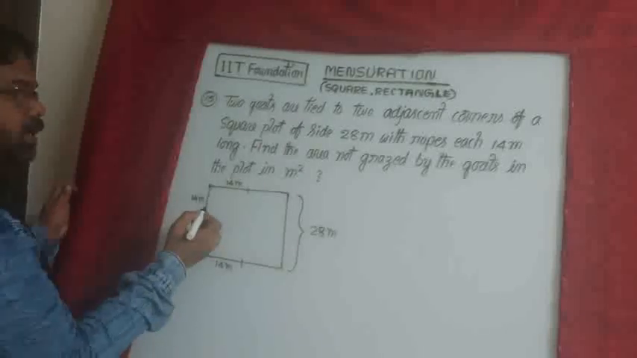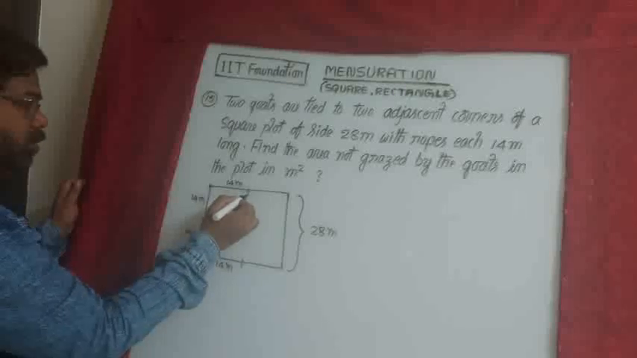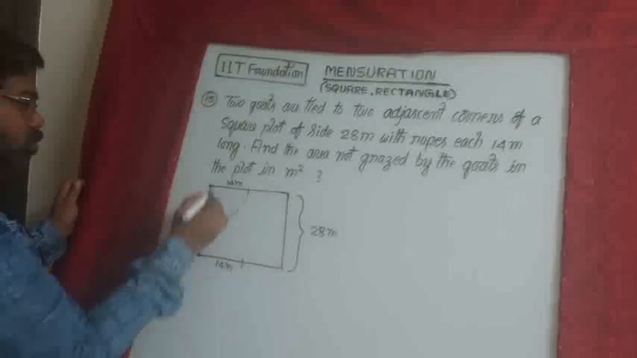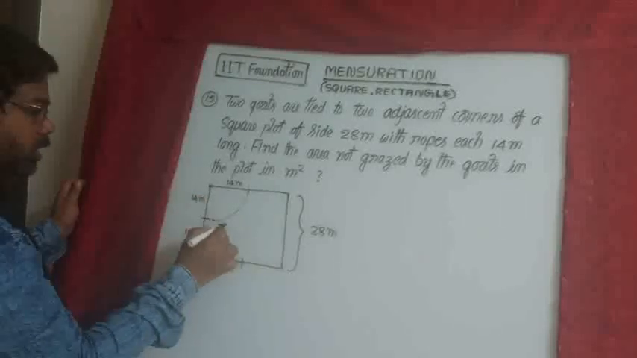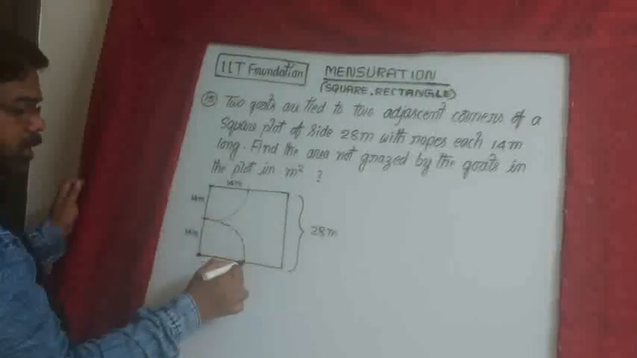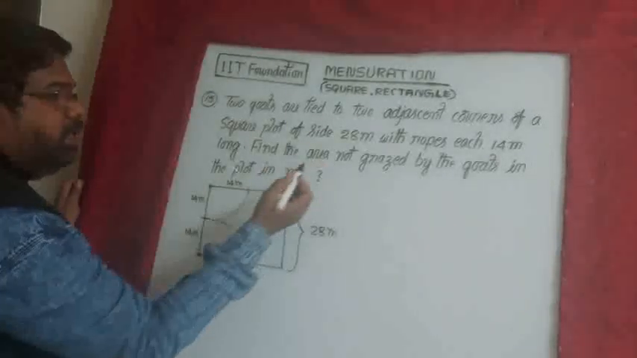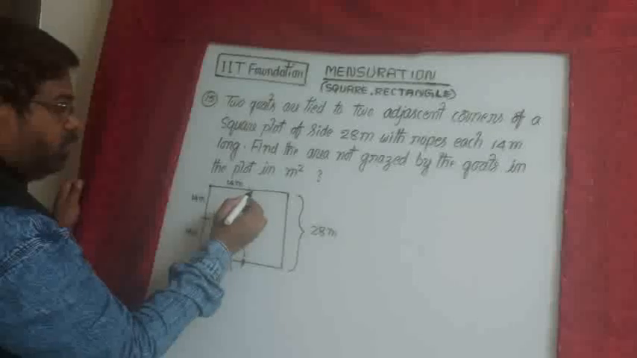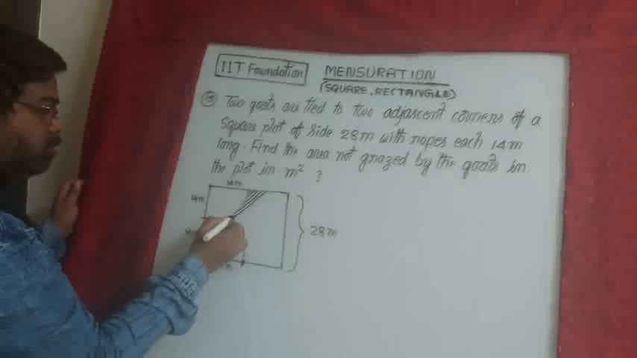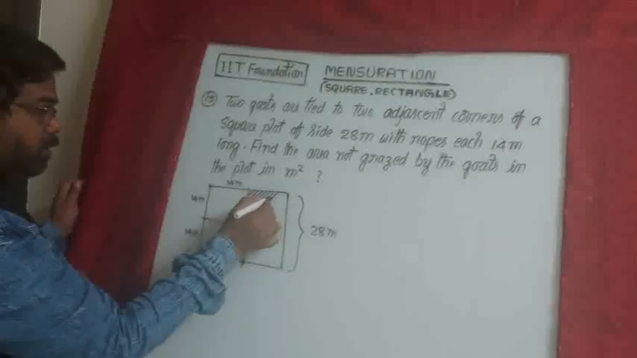So, what is the area grazed by the goats here? Just like it is. We discussed this type of example. This is the area grazed by one goat. This is the area grazed by another goat. Okay, now we require to find the area not grazed. What is the area not grazed by the goats? This part we require.